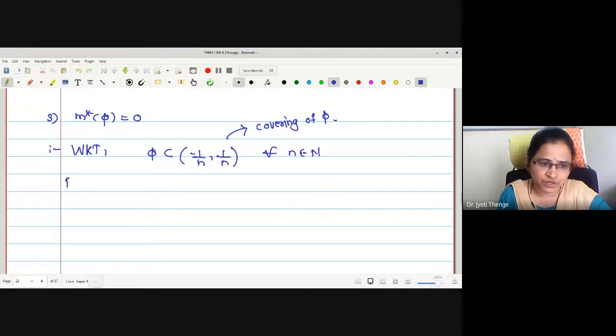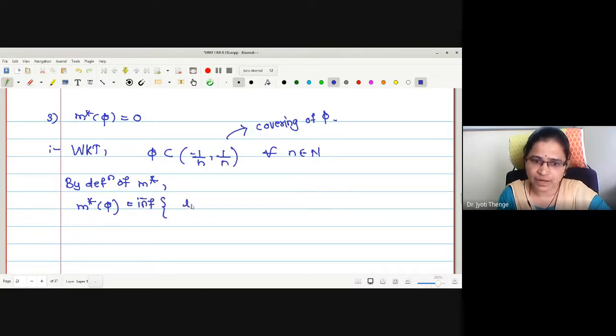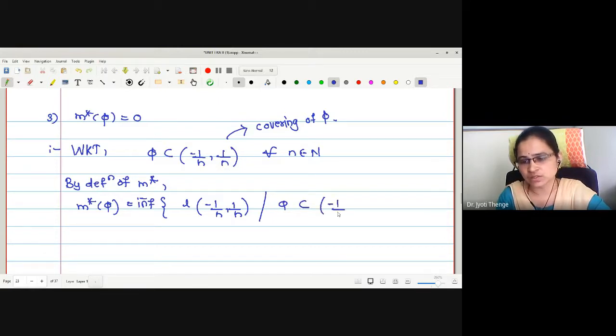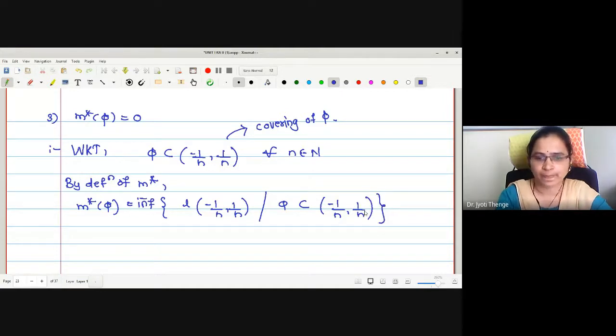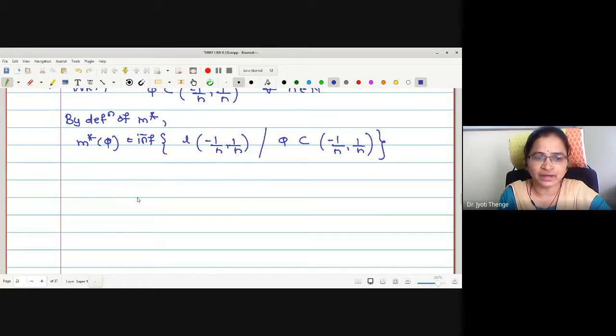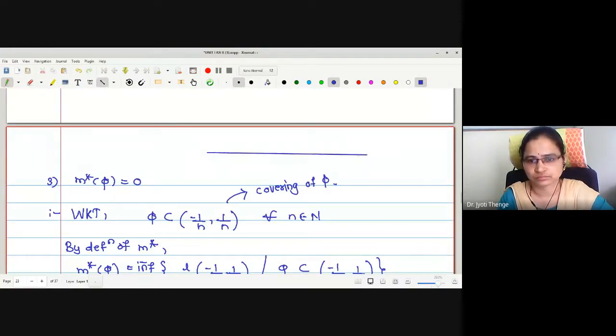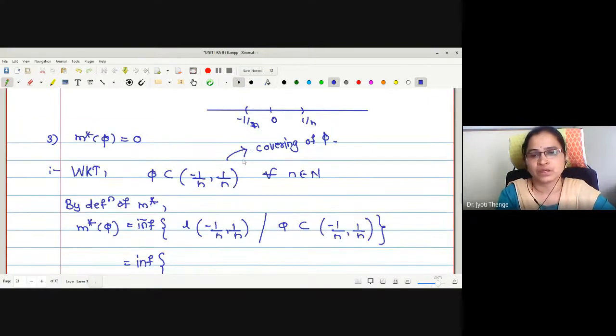Right? Then what about the definition of outer measure? By the definition of M star, what about M star of phi? This is the infimum of the length of, say, minus 1 by n to plus 1 by n, such that phi is contained in minus 1 by n to plus 1 by n. Is that okay? What about the length of this interval? Can anyone tell me the length of minus 1 by n to plus 1 by n? This is minus 1 by n, this is plus 1 by n, containing 0. For every n it will be a covering, no doubt. For n equal to 1, n equal to 2, n equal to 3 and so on. For every value of n, this will act as a covering.